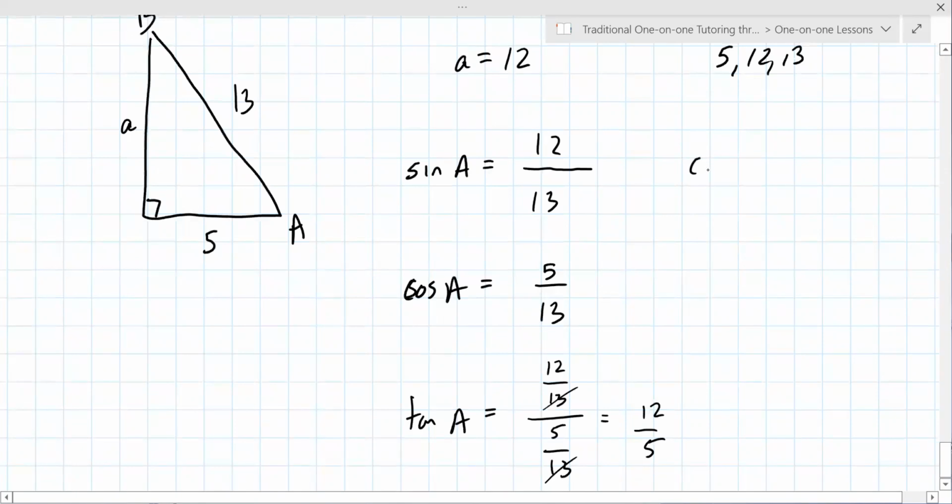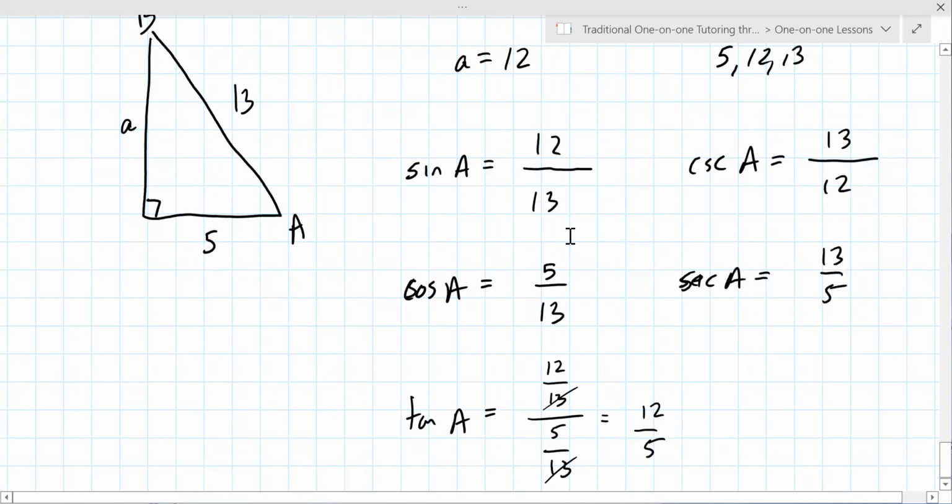Now, have you been doing cosecant A? Have you done cosecant of A? Yes, that would be 13 over 12. Okay, how about secant of A? 13 over 5.